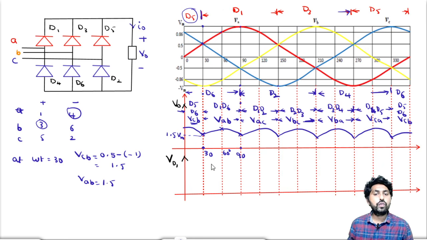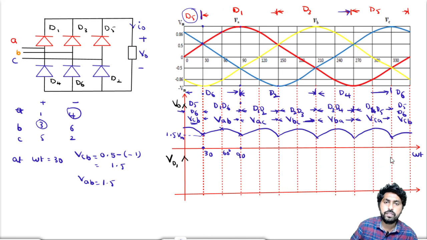So this is how we will calculate, and we will draw the output voltage. From the waveform you can draw the output voltage so easily. So no need to draw the line voltage waveform. If you can find for one cycle, it will repeat for the remaining cycles.